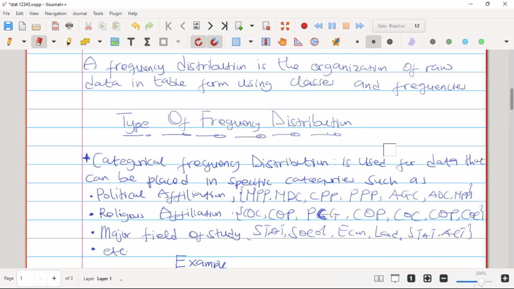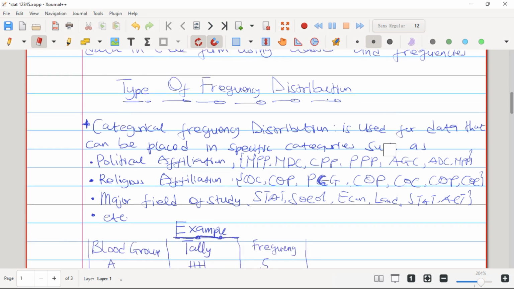We can have statistics, sociology, economics, actuarial science, and many more, right? So let's say this is a raw material given to us. It's in the form of categories, and we can use the categorical frequency distribution to construct a frequency distribution for it. This is just a small example of a categorical raw data set.